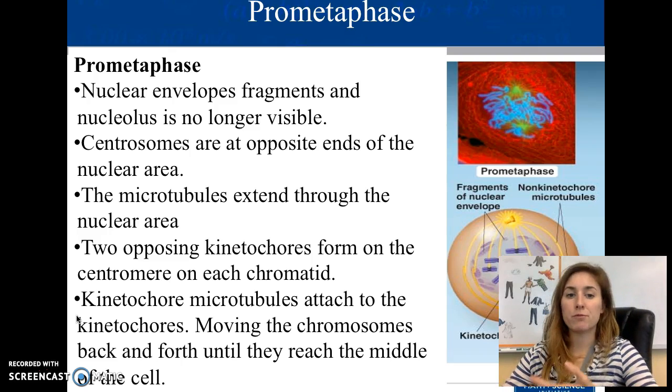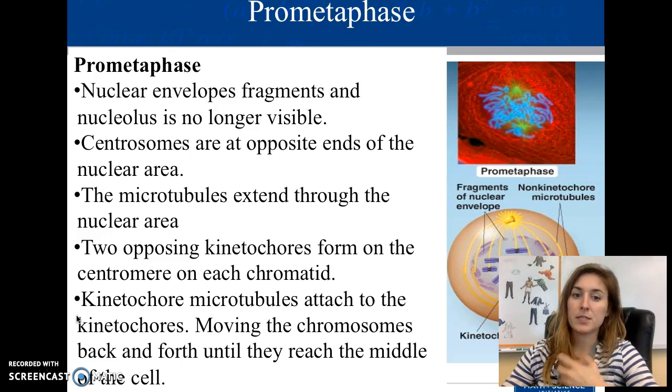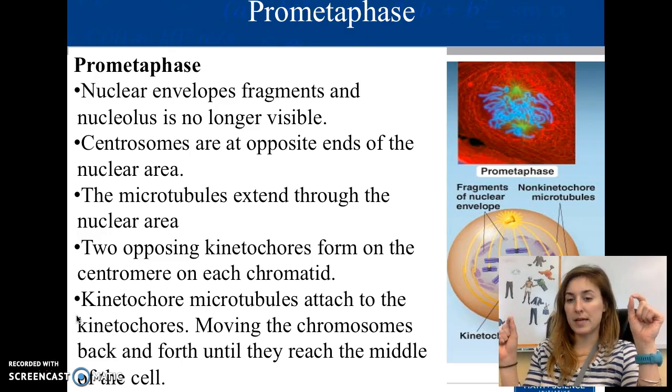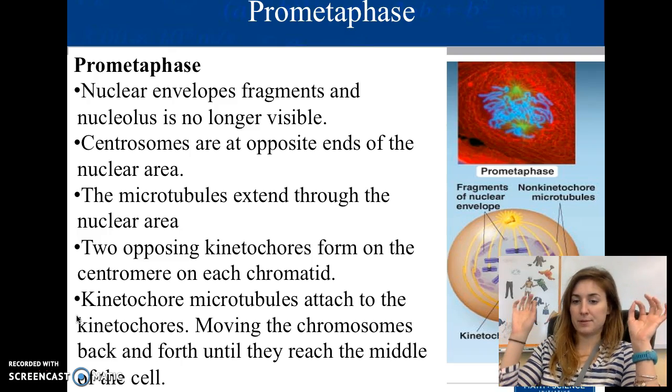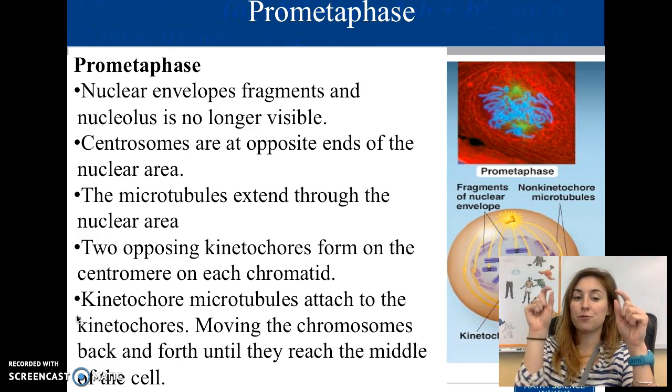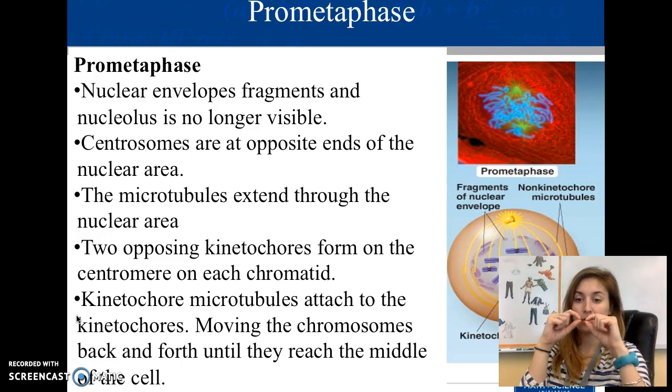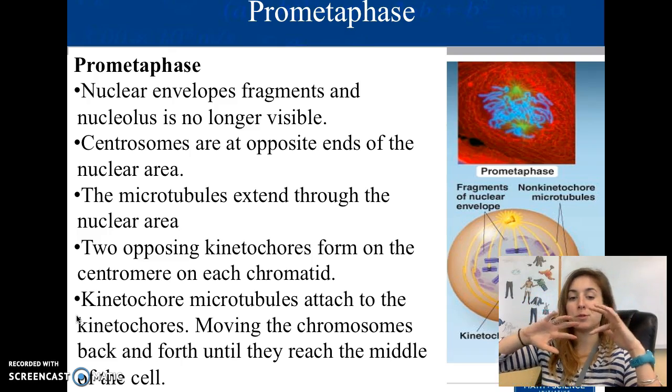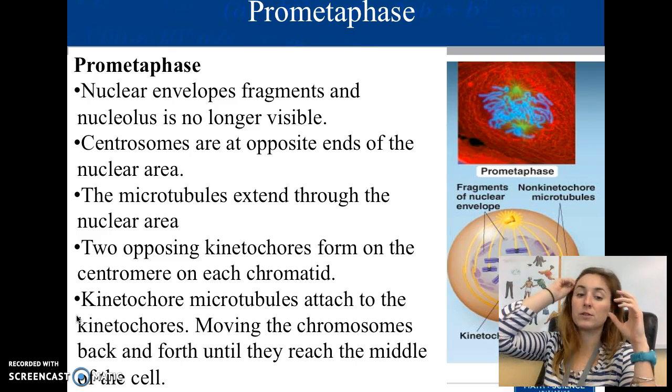The nuclear envelope fragments and the nucleolus totally disappears. Centrosomes move to the opposite ends of the cell. The microtubules start to extend towards the center, and you get kinetochores that start to form on the centromeres of your chromosomes. The kinetochore microtubules are going to attach so that those microtubules can also attach to the mitotic spindles.